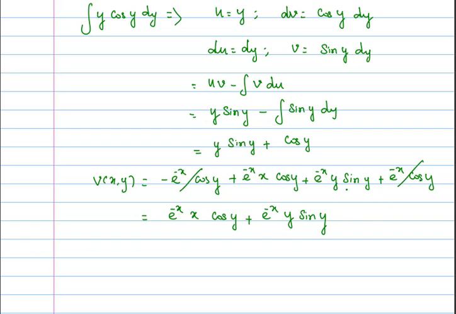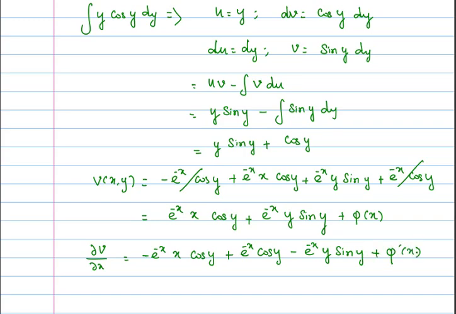Next, plus some integration constant, that is phi of x, will be there. So I want to determine what phi of x is. So I am going to take the derivative with respect to x. So ∂v/∂x, if you differentiate with respect to x, we get minus e^(-x) x cos y plus e^(-x) cos y minus e^(-x) y sin y plus phi prime of x.